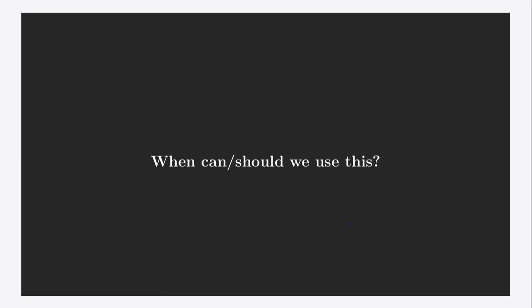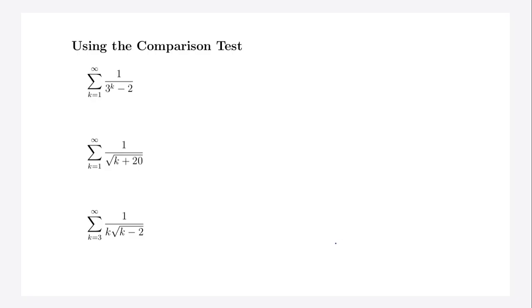All right, so when do we actually use this? These three series are very, very similar to the other examples that we looked at. But notice this used to be a plus, this used to be a minus, and this used to be a plus. So what this means now is that if we look at 3^k minus 2, that's less than 3^k. And that means 1 over 3^k minus 2 is greater than 1 over 3^k. And that means our series 1 over 3^k minus 2 is greater than our series 1 over 3^k.